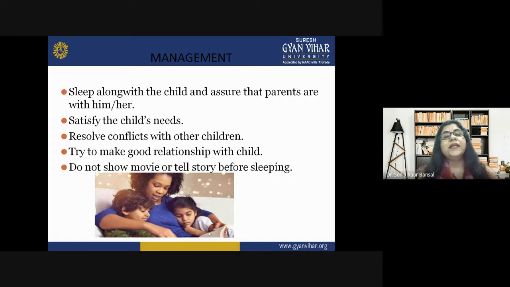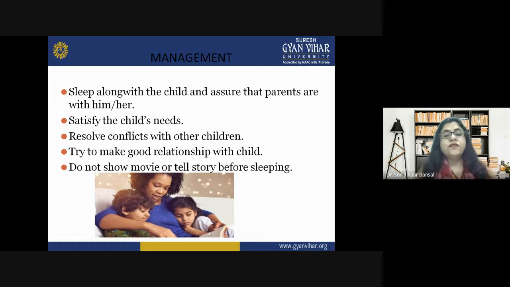Sleep along with the child and assure that parents are with him or her. In that case, that doesn't mean that I'm saying that if your child is normal and there is no behavioral problem, you should just pursue him to sleep with him. No, it's not like that. Just if in case the behavioral problems are there, child is showing some symptoms of sleep disorders, then only you sleep along with the child and assure that parents and you are always with him or her. Satisfy the child's needs. What does the child need? Child is having his own needs and maybe he is not able to express it to you. So it's important for all of you to understand.